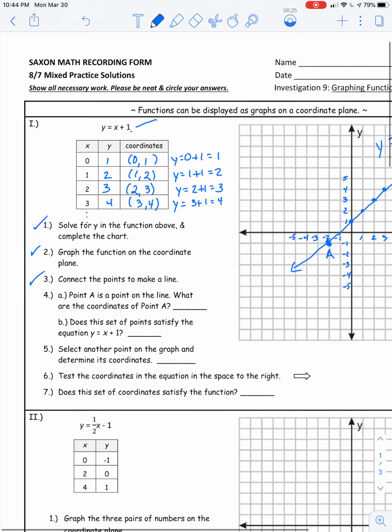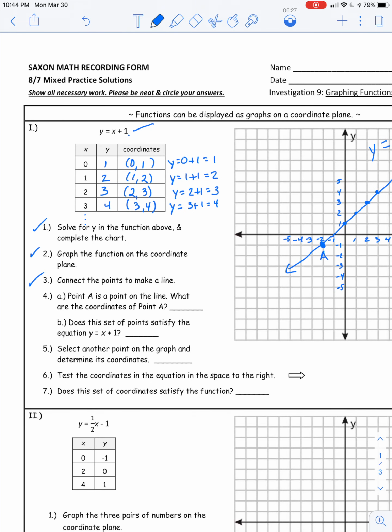And number 4 is asking a question about point A. Point A is a point on the line. What are the coordinates of point A? So see what you figure those to be. Looks to me like they're -2, -1. Fill that into 4A. And 4B asks, does this set of points satisfy the equation y equals x plus 1?